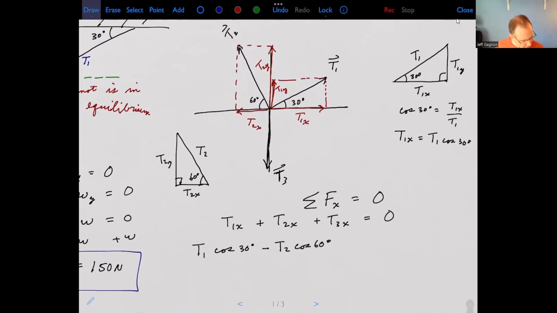And then what is the x component of T3? Well, T3 is all in the negative y direction, right? There's no x component of T3. So that's just going to be 0 is equal to 0.